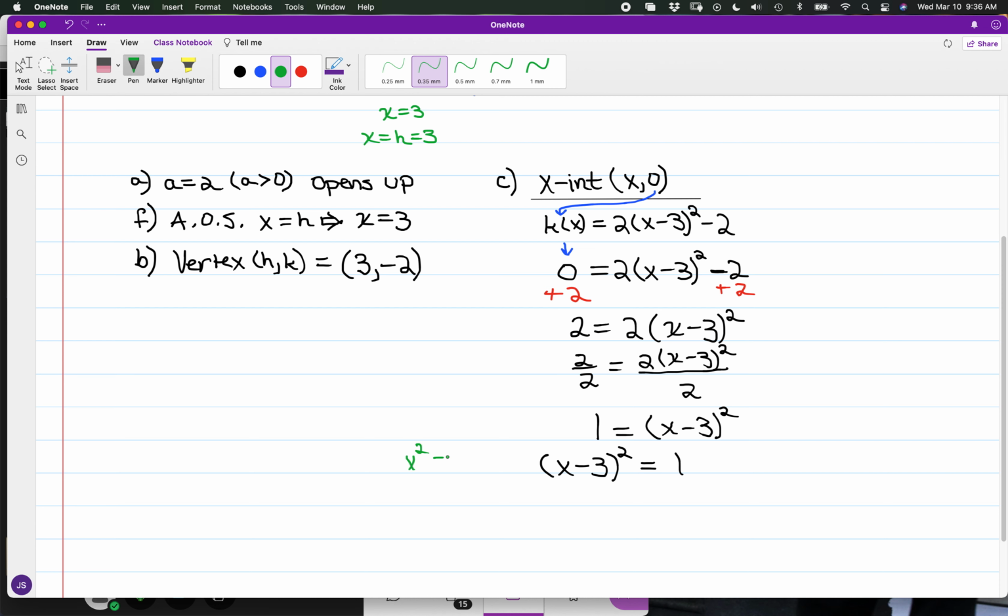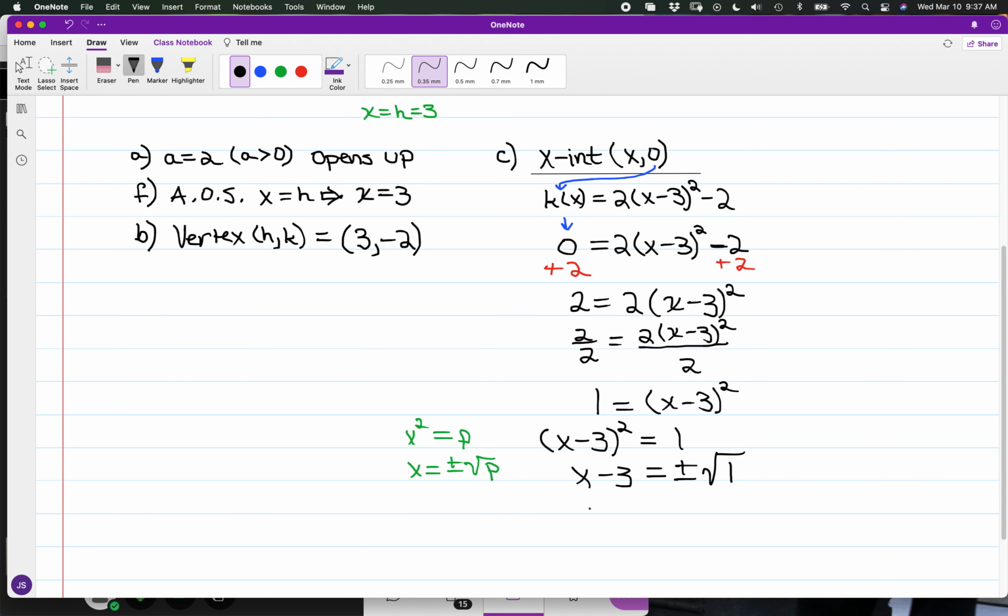again, if x squared is equal to p, then x is equal to plus or minus the square root of p. Okay, so here we have x represented by x minus 3. So we're going from the square of x minus 3 to just plain x minus 3, and we have is equal to plus or minus the square root of 1. So you have p represented by 1. And so we're going to have x minus 3 is equal to plus or minus 1.